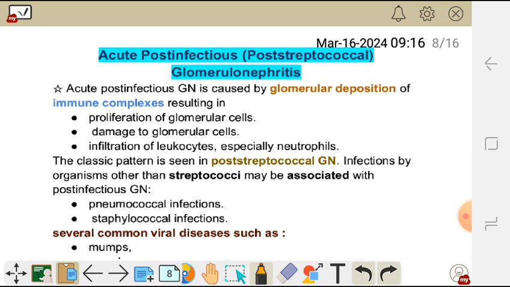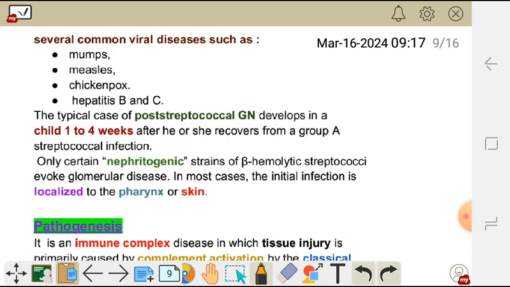So apart from streptococcal bacteria, we also have other organisms which are associated with this condition. These other organisms are pneumococcal infections, and we also have staphylococcal infection. These infections are also associated with acute post-infectious glomerulonephritis. Apart from these bacteria, we also have viral infections associated with this condition, such as mumps, measles, chickenpox, and hepatitis B and C.